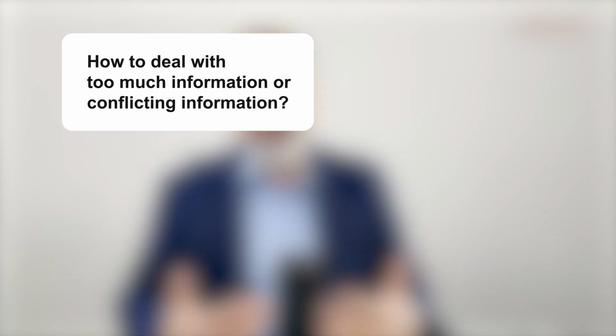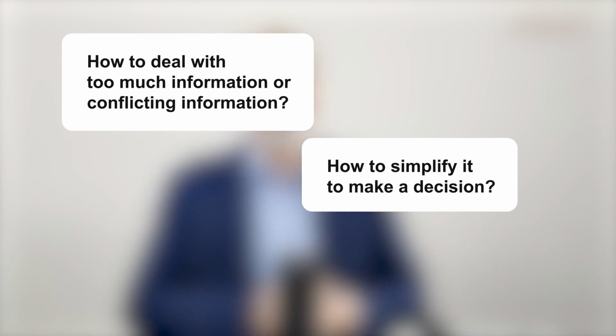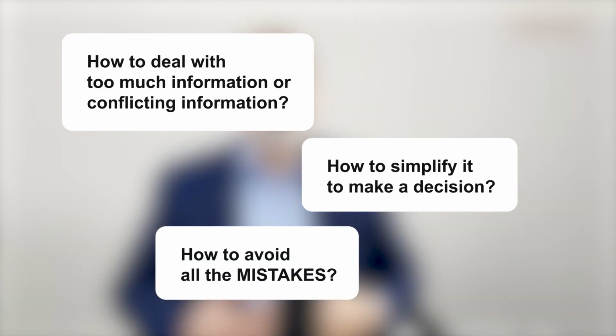So in this video, I'm going to walk you through how to deal with too much information or conflicting information from different sources, how to simplify it, how to make a decision, and avoid all the mistakes. So let me walk you through with an example, and if we can focus on a process instead of the decision we are making, I think that will help you understand a little bit faster.